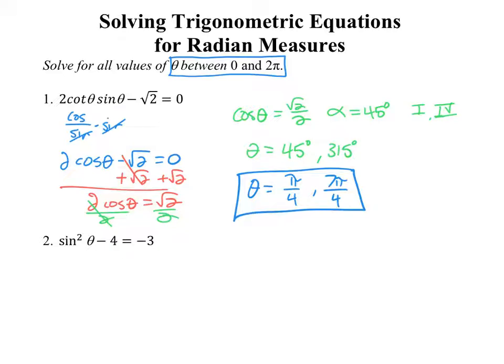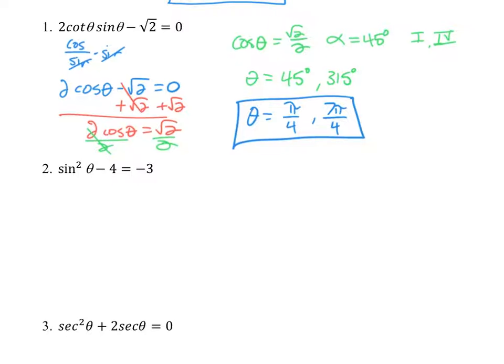Sine squared theta minus 4 equals negative 3. Okay, so we want to get that sine squared by itself by adding the 4 to both sides. And we'll have sine squared theta equals 1. And so now we can square root both sides because we want to get just sine, not sine squared. So we'll have sine theta equals plus or minus 1. Keep in mind we want to have the plus or minus there when we square root both sides.